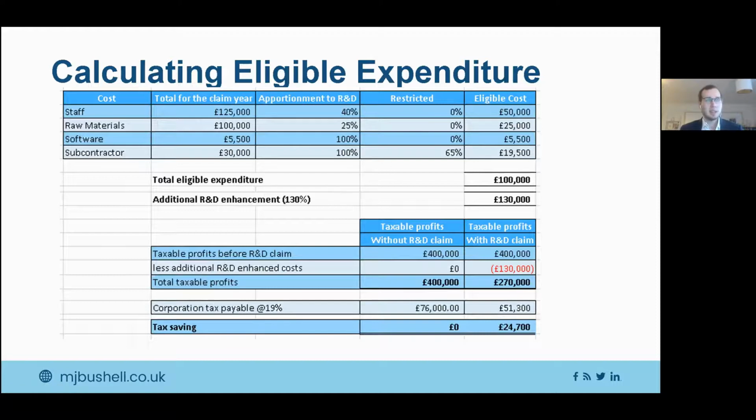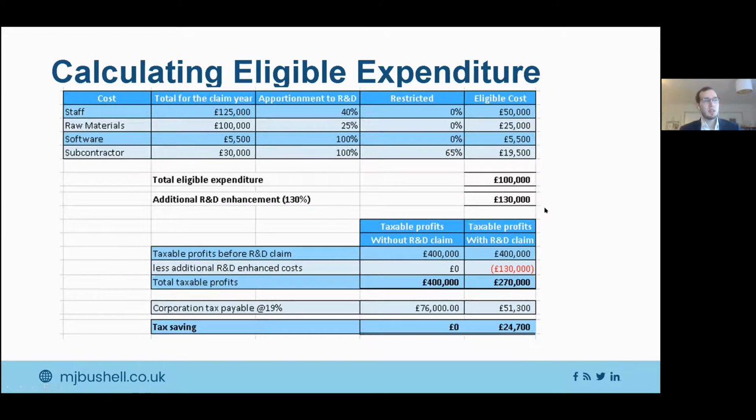Now, under the SME scheme, the Small Medium Enterprise Scheme, this £100,000 then gets given an additional R&D enhancement of 130%. So you now have £230,000 of R&D costs, £130,000 of which is additional enhancement.